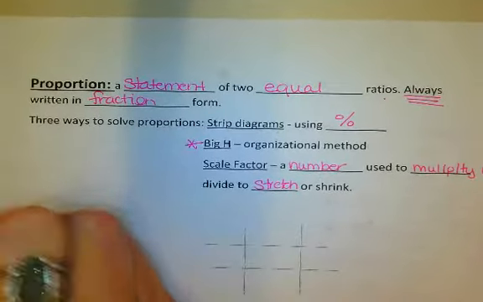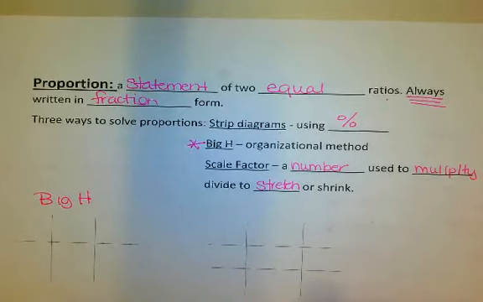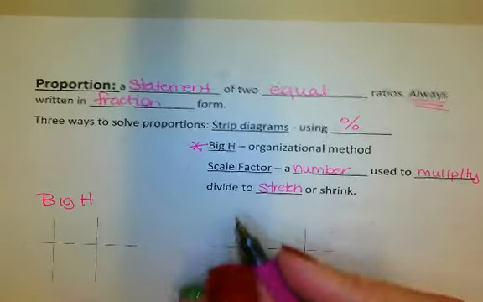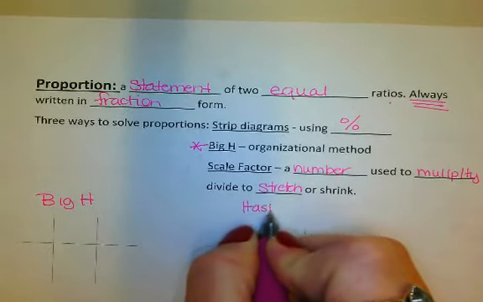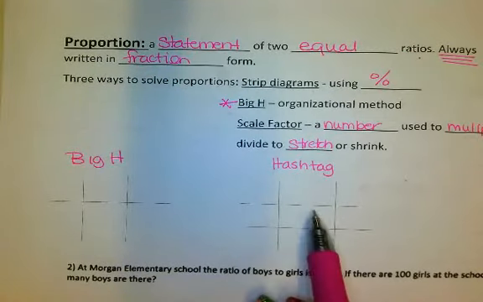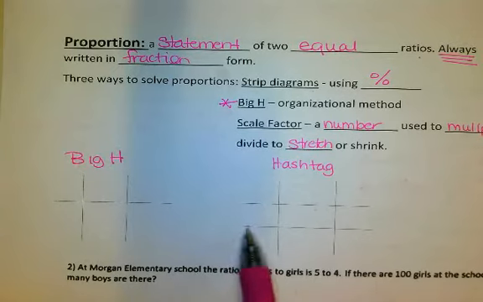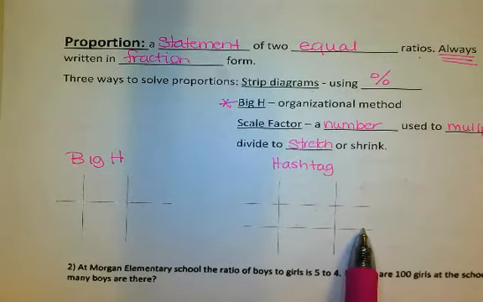Okay? So if you don't know, this is the big H. I know you've all seen this. Okay? I know this for a fact, especially if you had myself, Miss Anderson, or Miss Valadez. This is what I call the hashtag. And if you notice, the difference between the big H and the hashtag is that there's an extra line right here. See? And you'll understand why in just a second.